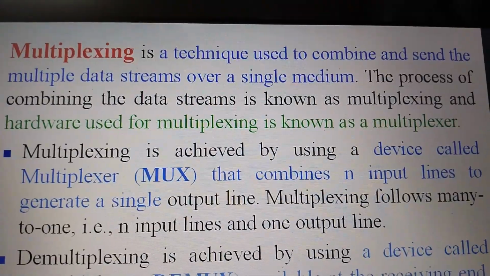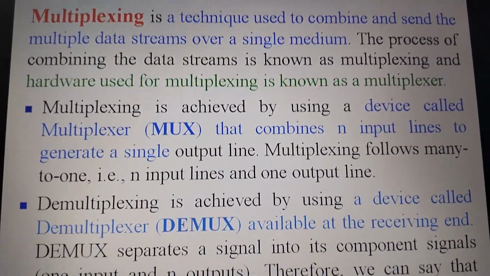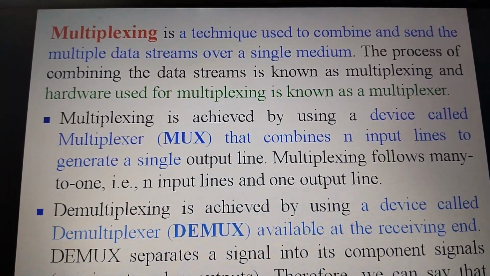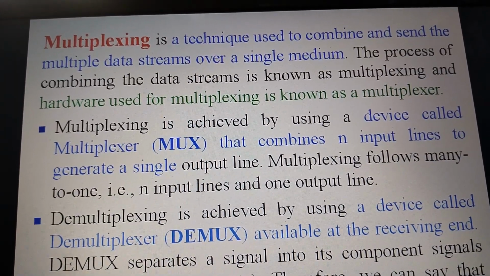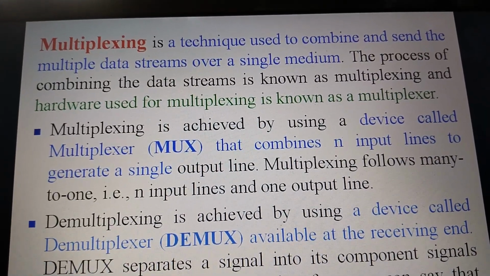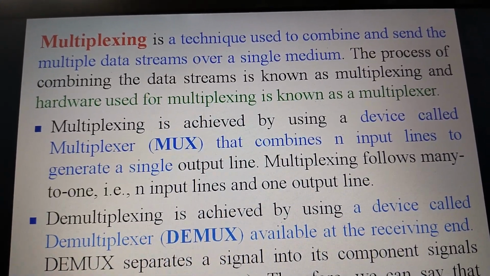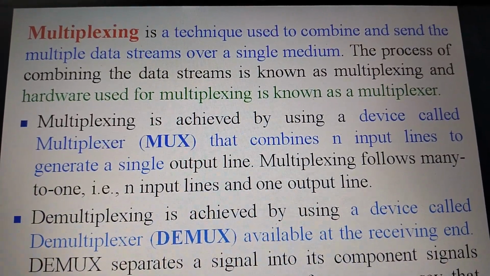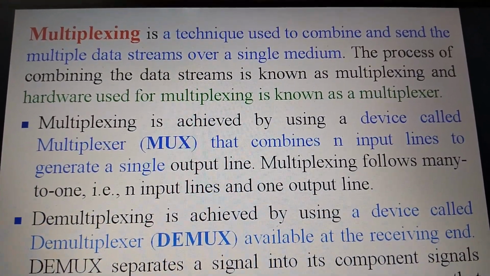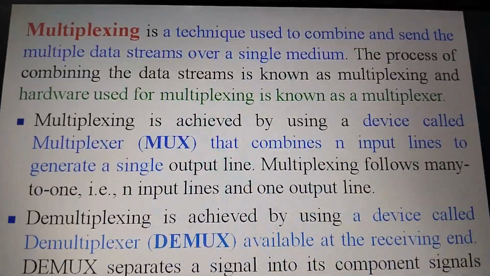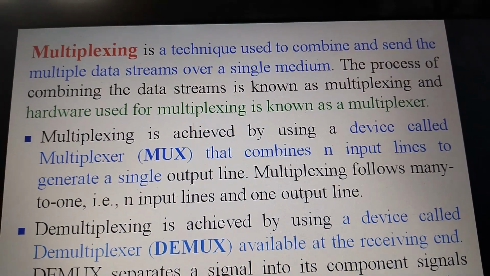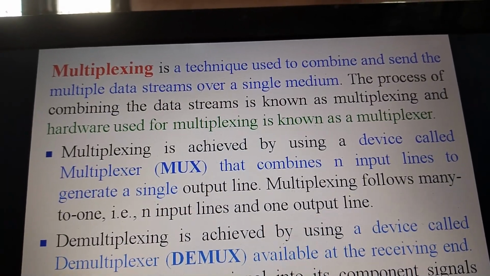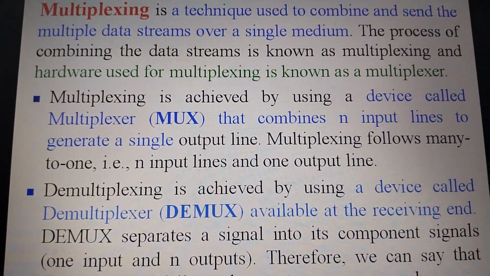In today's class we'll discuss multiplexing in the subject of computer networks. What is multiplexing? Multiplexing is a technique or a method to combine several input streams into a single stream. It takes several wires and combines them into a single wire. That is called multiplexing. In this process, the input lines are combined, and the output is a single stream.